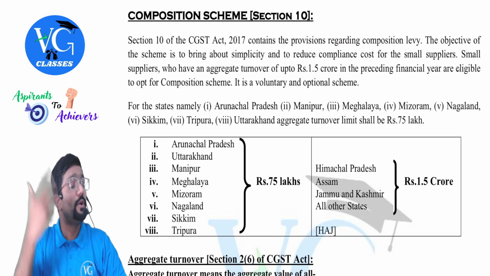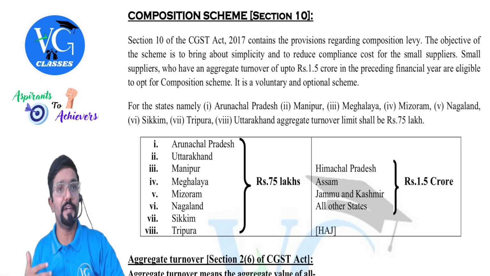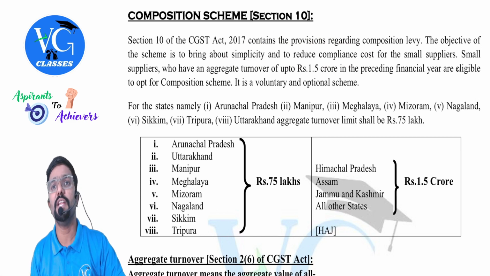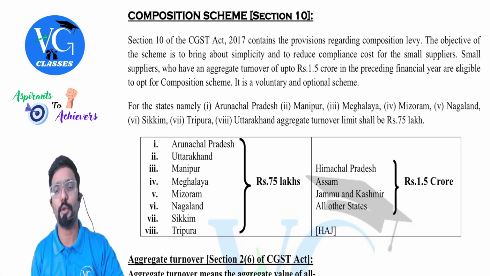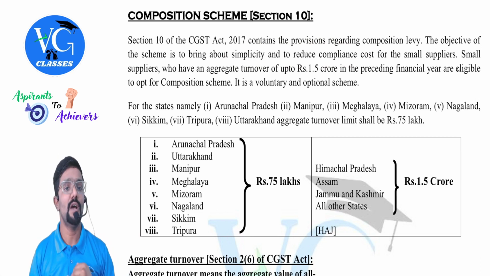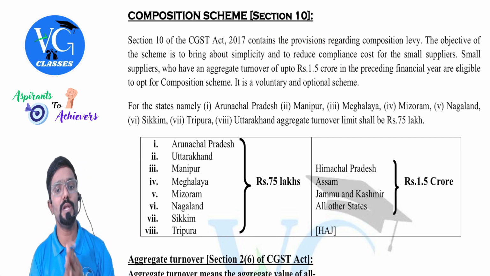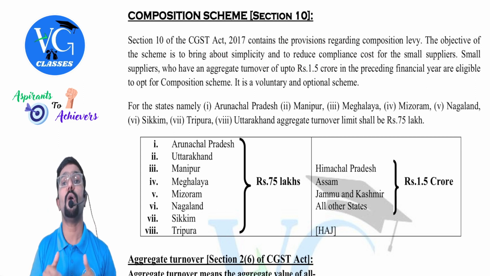For small suppliers, what if I don't do it? For example, I was supposed to file a monthly return and pay GST monthly, but I have not done so on time. Then what happens, guys? Penalty, interest, late fee, all these things will come into the picture. Small suppliers who have an aggregate turnover of up to 1.5 crore in the preceding financial year are eligible to opt for the composition scheme. It is a voluntary and optional scheme. If I want, I will choose it.